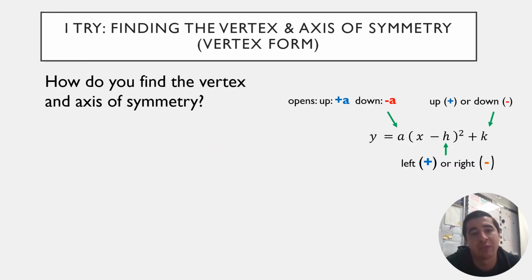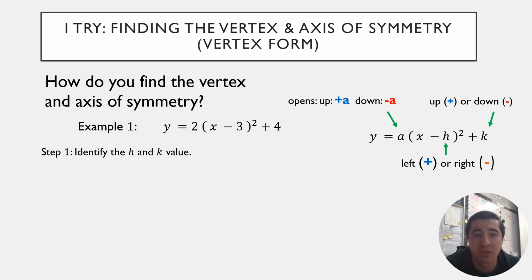So how do you find the vertex and the axis of symmetry? Well, in vertex form, again, it's to our right here. If we're given the example of y equals 2 parentheses x minus 3 squared plus 4, the first step I would want to do is identify the h and the k. Here, our h is negative 3 and our k is 4.